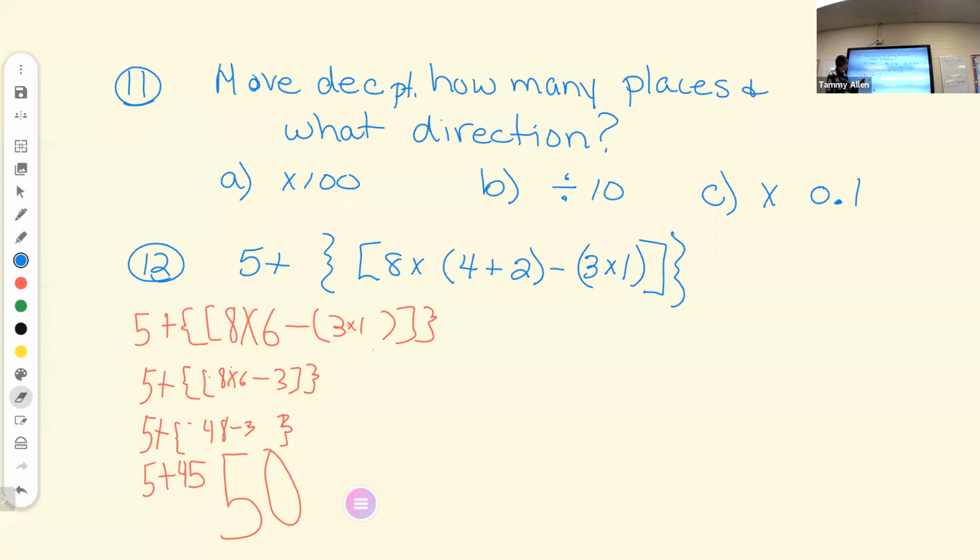They did 4 plus 2 and got the 6. They did 3 times 1 and got the 3. They did 8 times 6 and got the 48. They did 48 minus 3 and got the 45. They then did the addition there and got 50. Any questions on that?